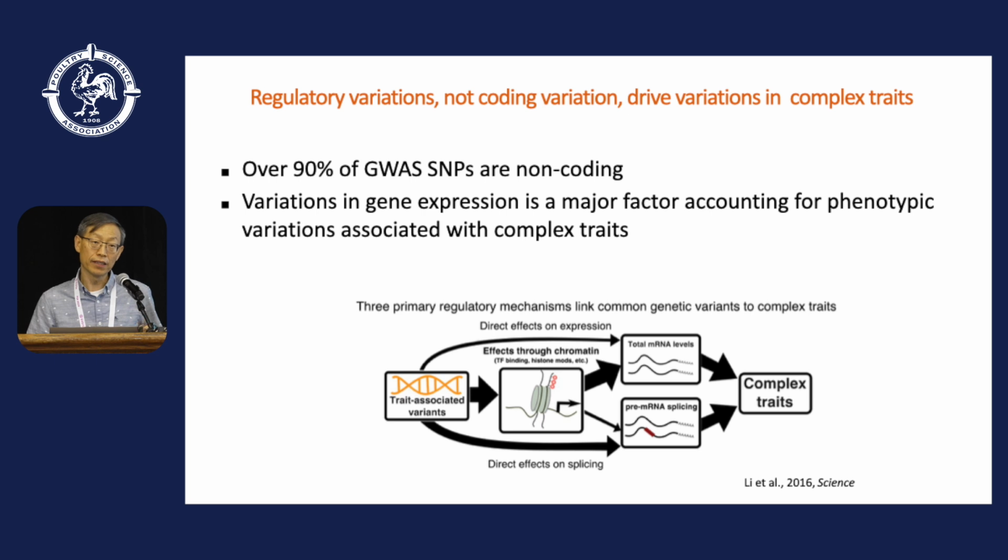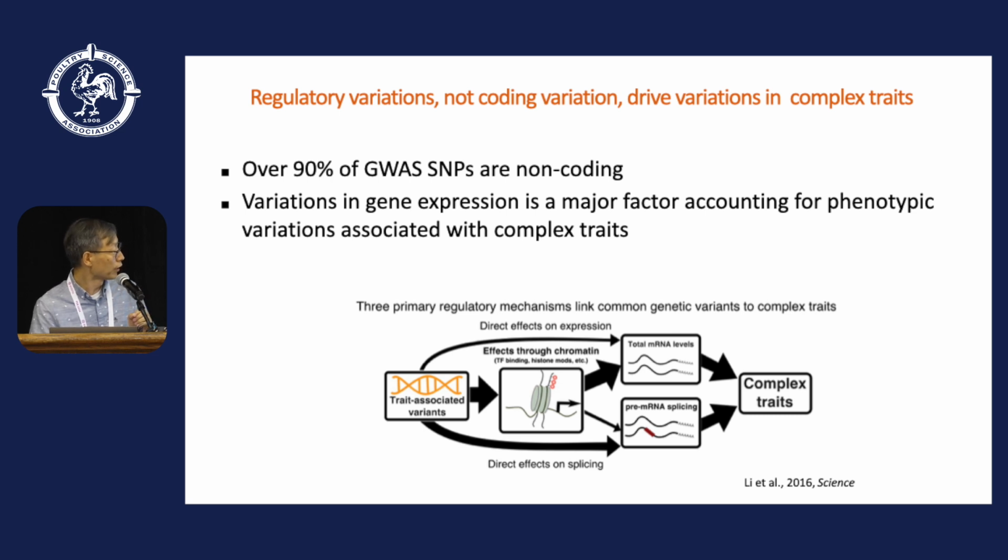So basically, the idea is that variation in gene expression is a major factor contributing to the phenotypic variation we observe for complex traits. This is the model that talks about how trait-associated genetic variants can contribute to complex traits. Here, the primary effect is through transcription factor binding or histone modification, which affects the messenger RNA level, and then contributes to the complex traits.